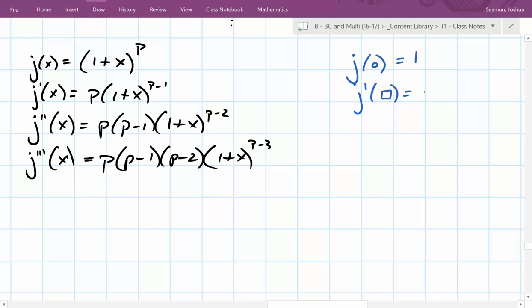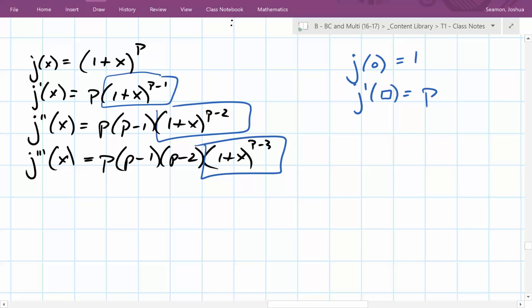What is it? Just p. Because what is this always going to be if you plug in 0 for x? 1. Those are always going to be 1. Do you agree? Yeah. So what do you end up with? p. And then what's j double prime of 0? p times what? p minus 1.